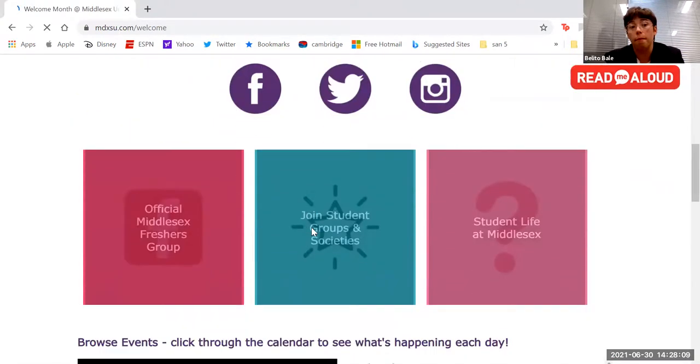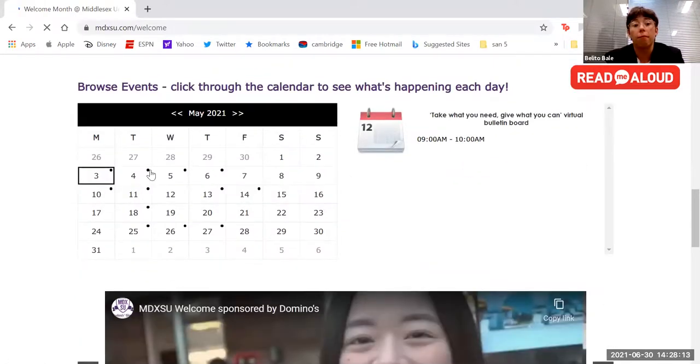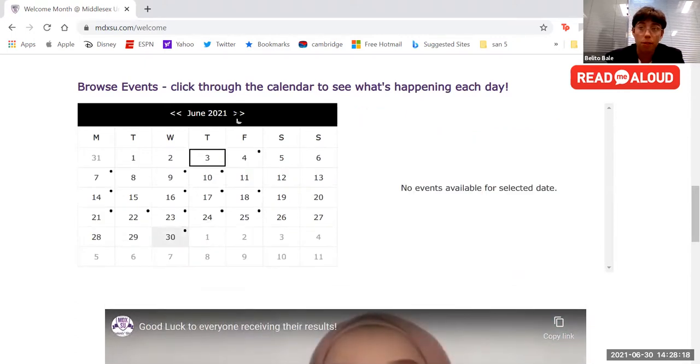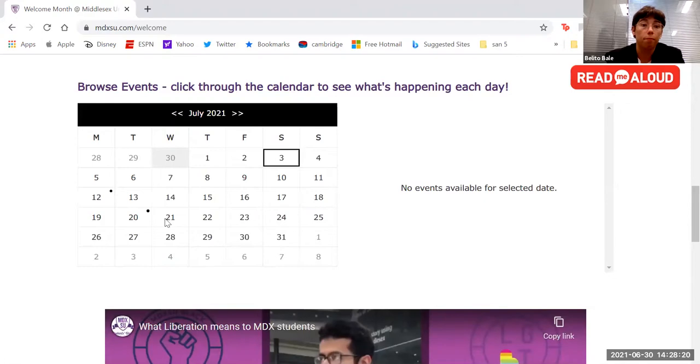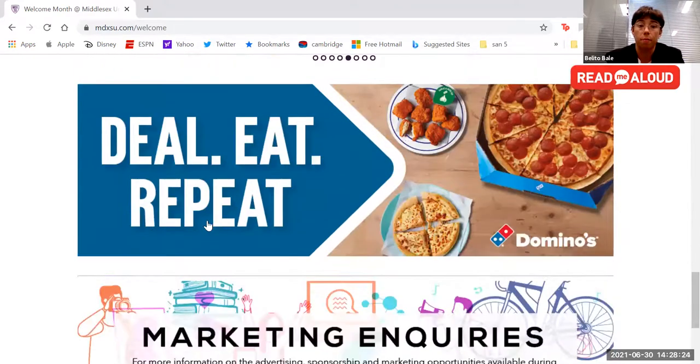But there will be specific things going on, and we have a little event calendar. Obviously there's not much here for now because we're not doing many events, as not many people are studying, but you can click on every day and see if there's an event for you in particular.